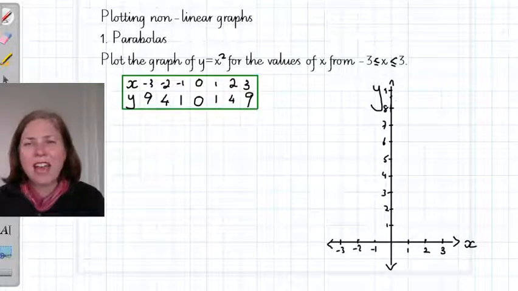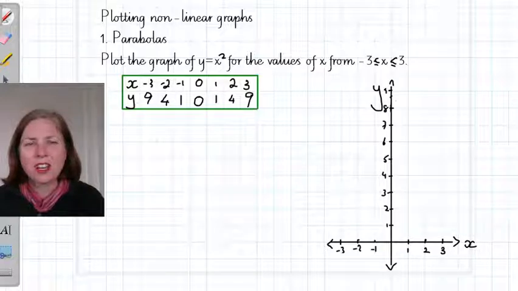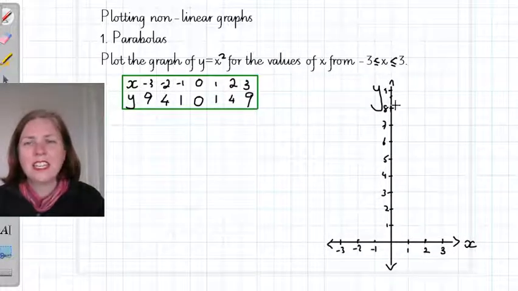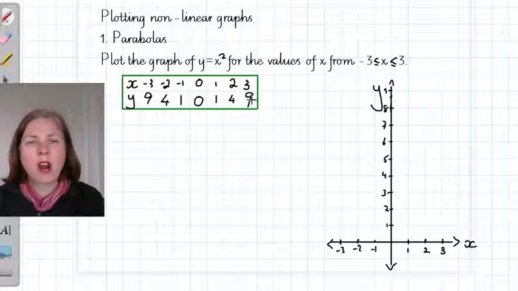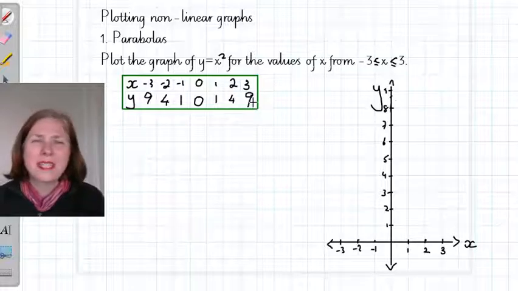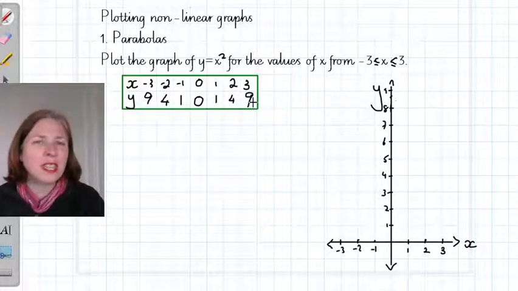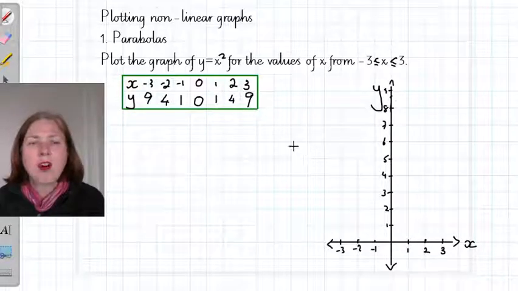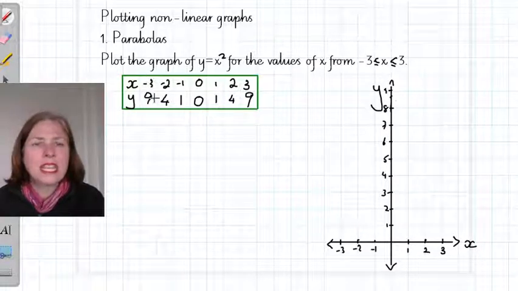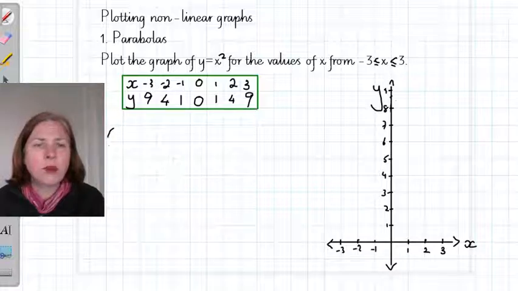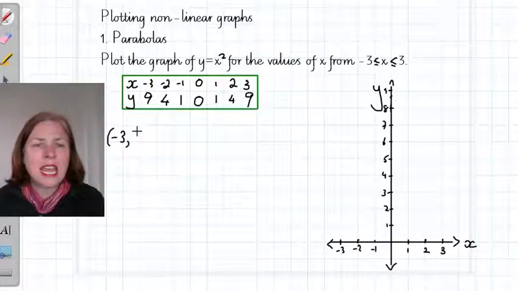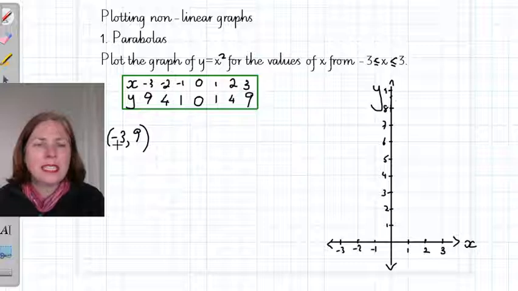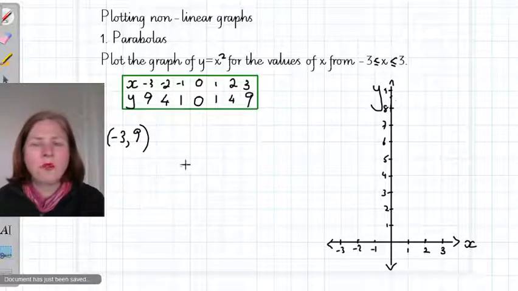Okay, so I have actually extended my graph up just a tiny bit to make sure that I can fit in this 9 up here because my highest y value is 9. But sometimes with a parabola, it will happen that you don't have space, and that's nothing to worry about too much. So I'm now going to plot. Remember that these go together. So my first point that I plot is going to be negative 3, 9. That means the x value will be negative 3 and the y value will be 9.